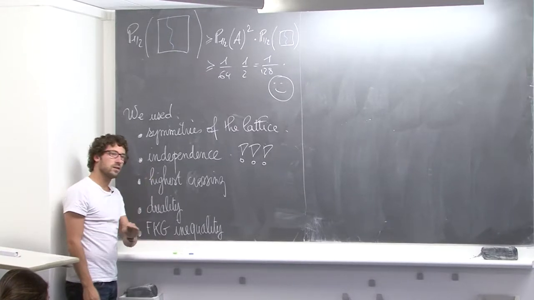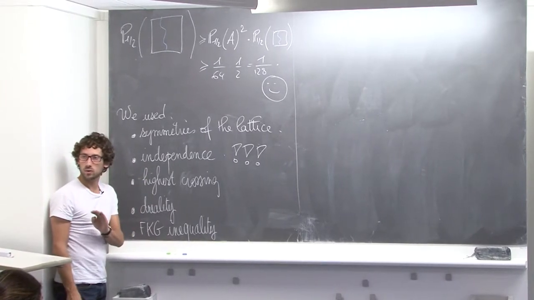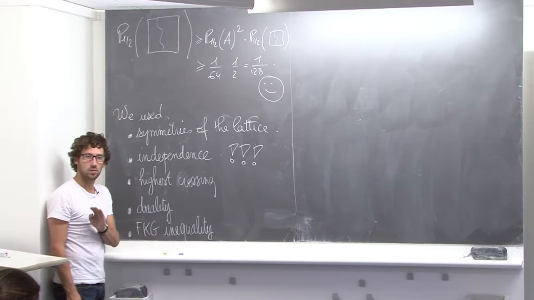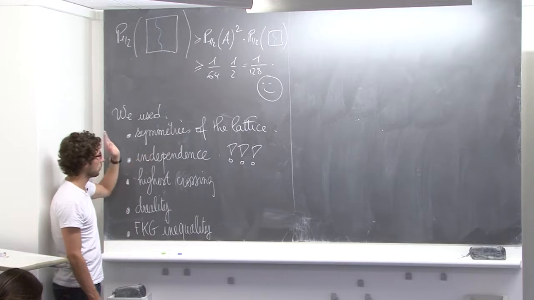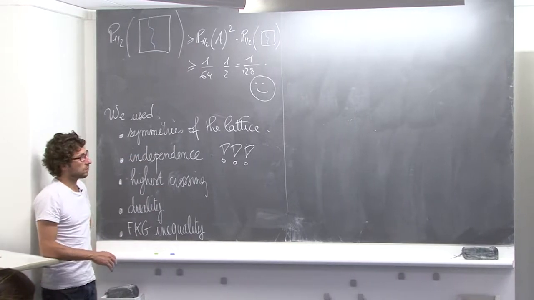Symmetries of the lattice, this is extremely difficult. We don't know at all how to get rid of that. So this is really not natural somehow as an assumption. But this, we don't know how to get rid of. Highest crossing, so this is interesting.